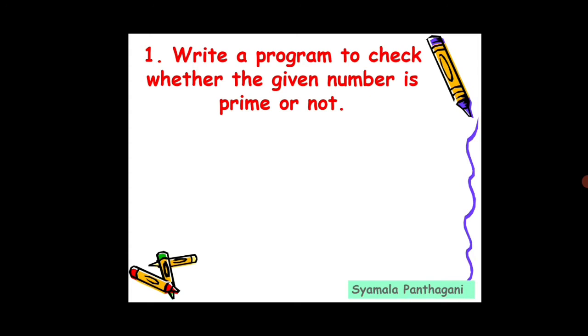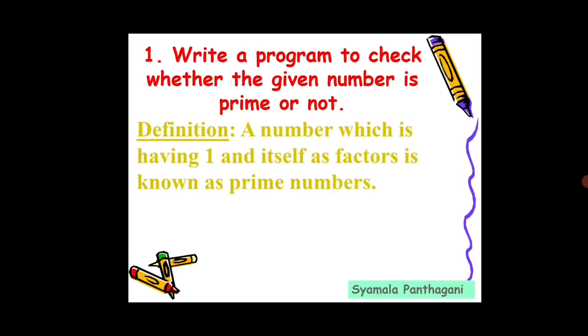First of all, what is the definition of the prime number? What is a prime number? Here we have the definition. A number which is having 1 and itself as factors is known as prime number. A number which is having 1 and itself as factors, those numbers are called prime numbers.